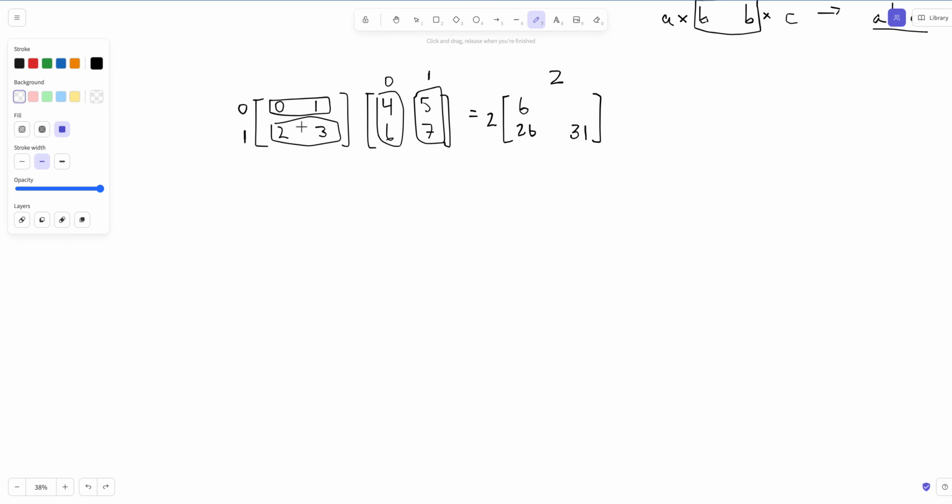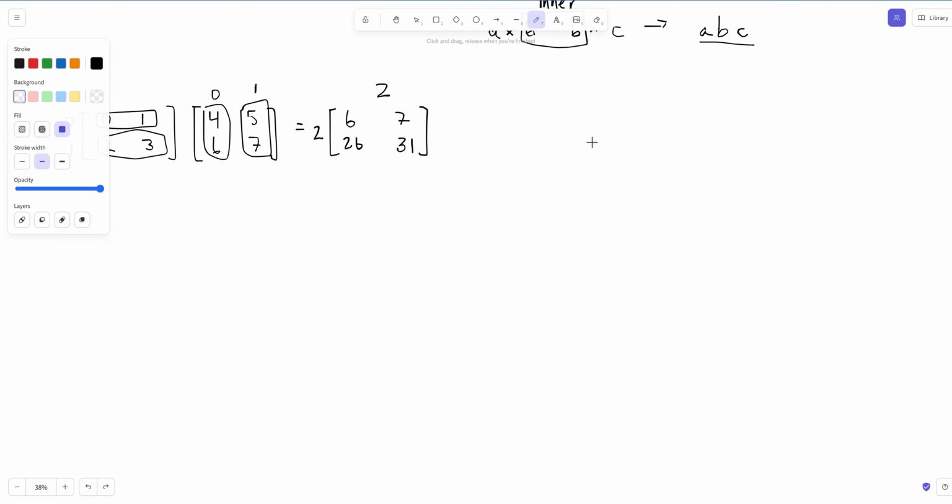So our output here would be 26. Now we don't have any more rows, so we move back to the first row, and we move to the next column. So 5 times 0, 0, plus 1 times 7 is 7. And we already did the last one. So now we've just performed a matrix multiplication.